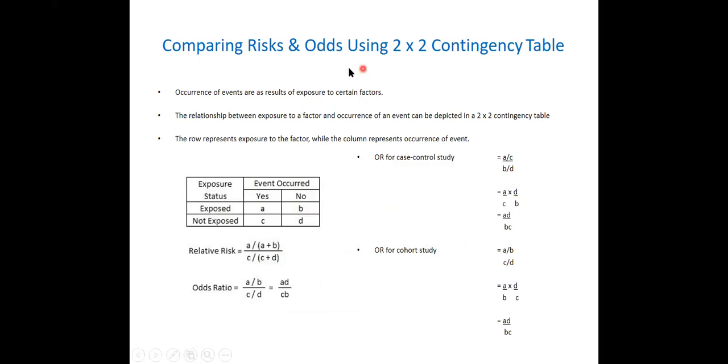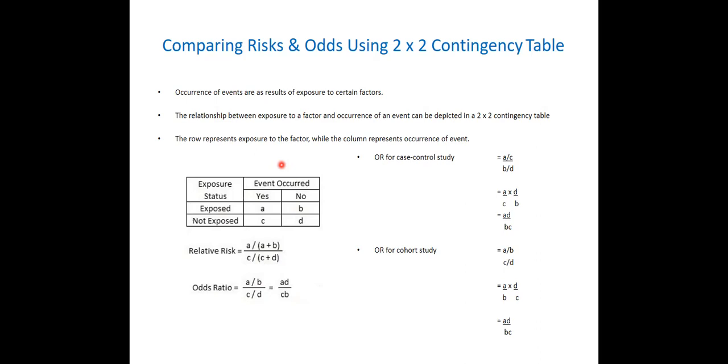So now, let's look at how you do the comparing. We are talking about risk: relative risk is comparing risk, odds ratio is comparing odds. Though both of them are measures of risk, odds is a proxy to risk. Whenever you cannot calculate risk, calculate odds. That's what it means.